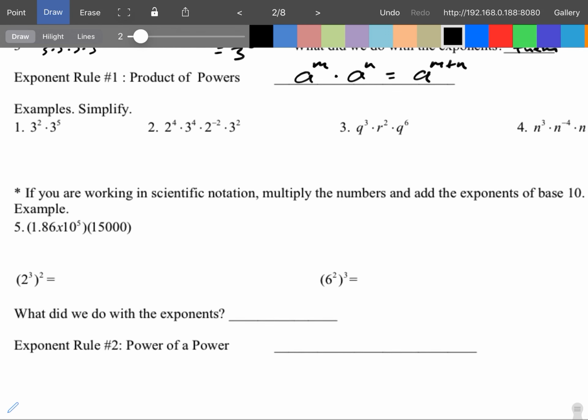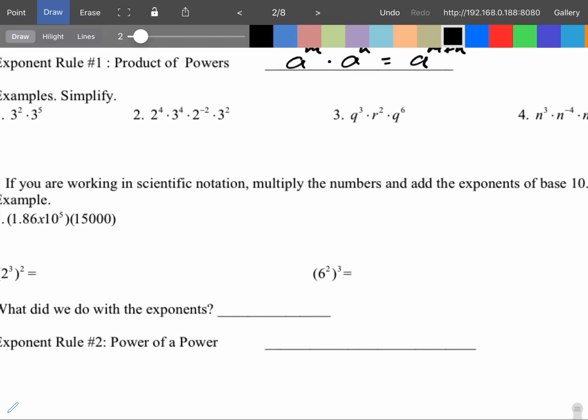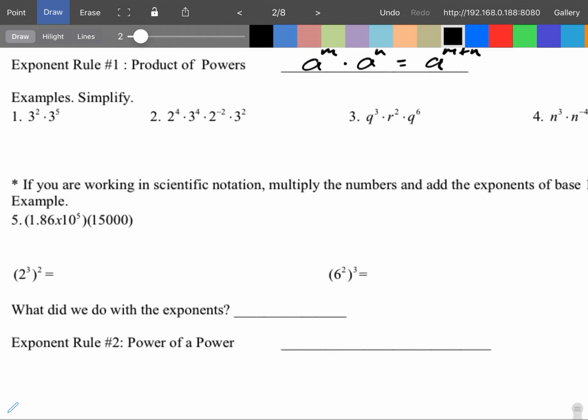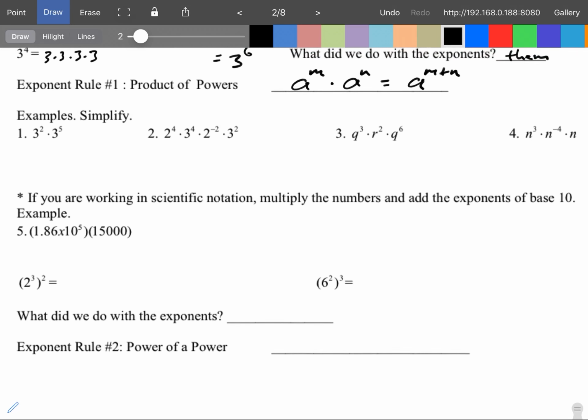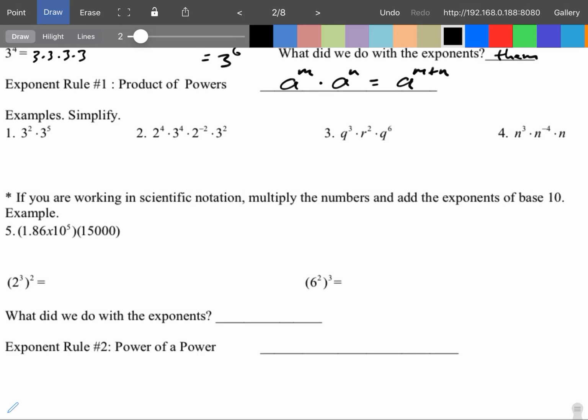So let's look at these 4 examples then. I'll keep that rule on the screen for you guys. See if I can move this down a little bit. There we go. I think we can fit all those in there. Okay, so the first one, we're just going to add the powers. So this one is just going to be 3 to the 2 plus 5 power. So that's going to give us 3 to the 7th.